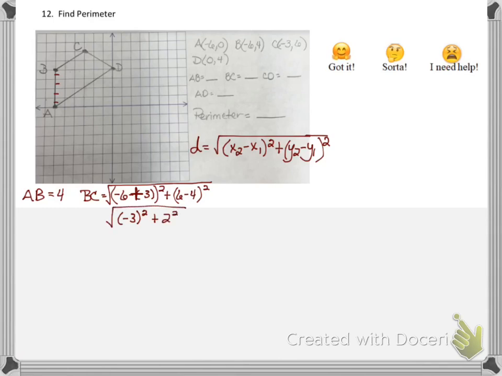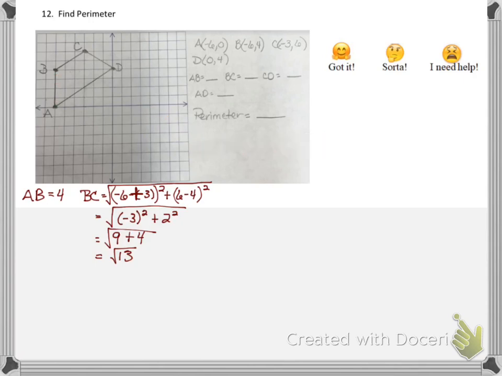The square root is not gone yet. Just remember that whenever you square any number using the distance formula, regardless of whether it's positive or negative, it will always be positive. We tend to want to think that negative 3 squared equals negative 9, and that is not true. So then we have 9 plus 4, still under the square root, which ends up being the square root of 13. That is one method that we can use here.